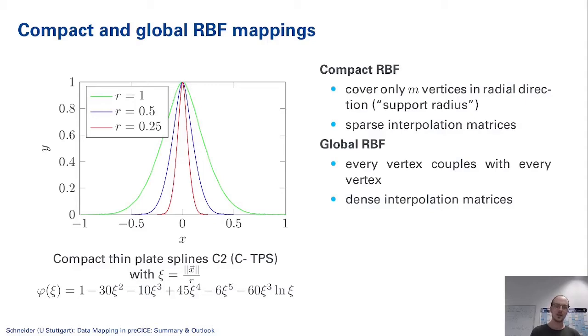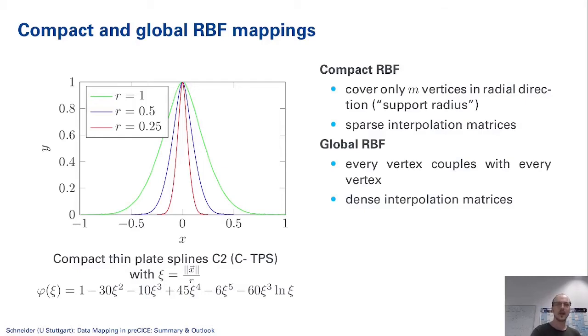In contrast, global RBFs never get really zero, at least from a mathematical perspective, which means in particular that every vertex couples with every vertex. In order to solve RBFs, one always needs to solve an interpolation matrix, which is of size n input vertices times n input vertices.